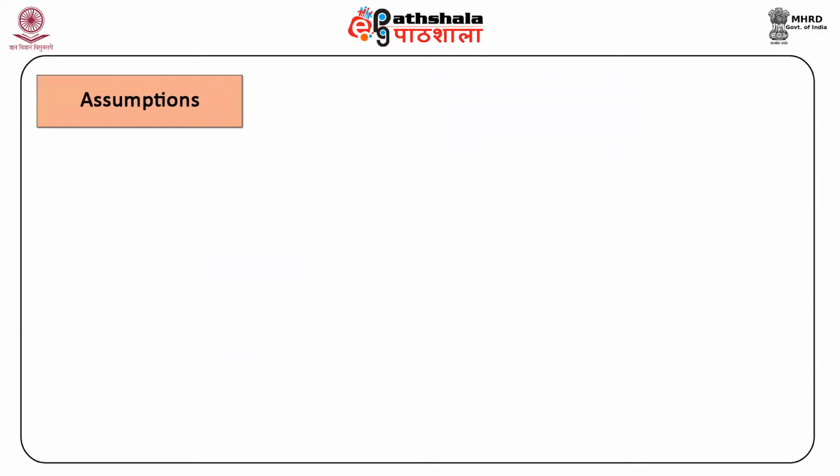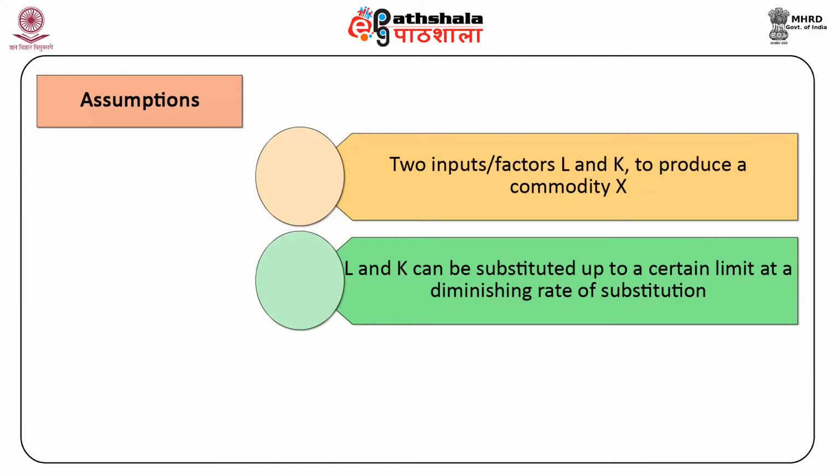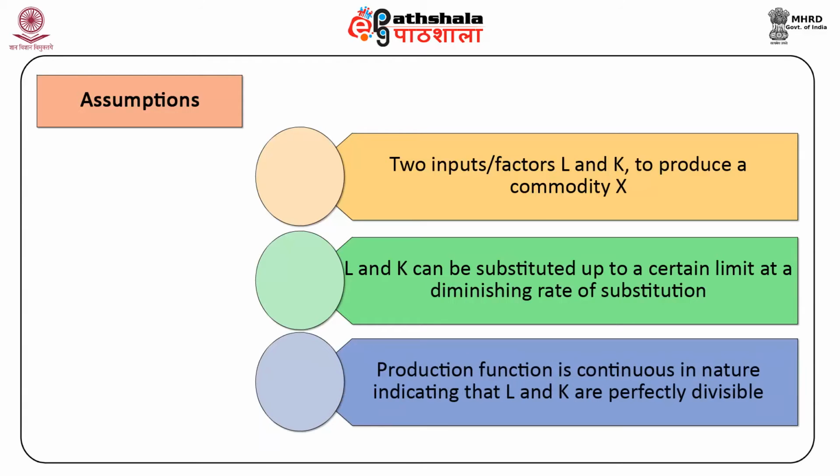The assumptions for deriving an isoquant are as follows. There are only two inputs or factors, that is labor and capital, to produce a commodity X. Labor and capital can be substituted for each other up to a certain limit at a diminishing rate of substitution. The production function is continuous in nature, indicating that both labor and capital are perfectly divisible in nature and can be substituted in any small quantity.